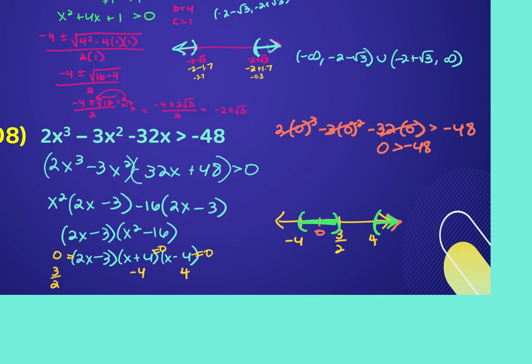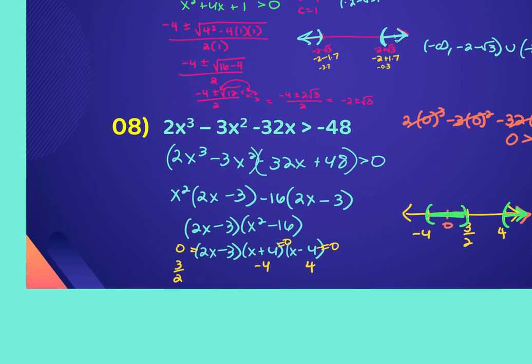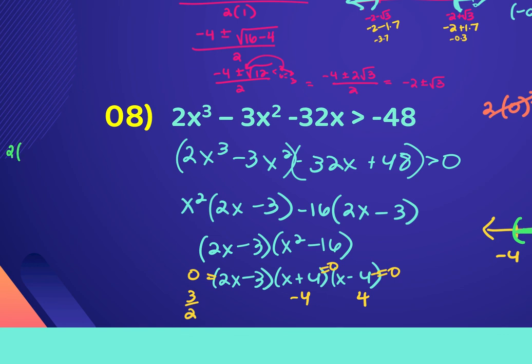Yeah, so I would pick a point, obviously pick a point that's bigger. These are big numbers, but if you pick 5, I would plug in 5. So 2 times 5 to the third minus 3 times 5 squared minus 32 times 5 is greater than -48.